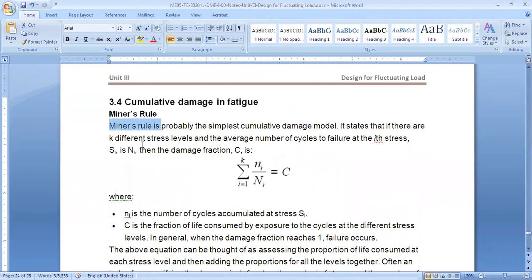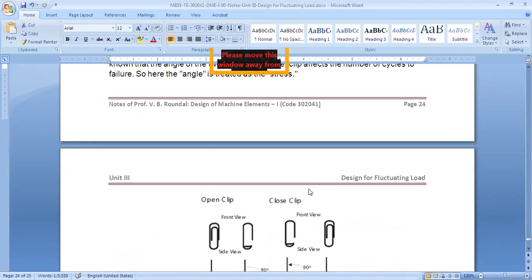It says that if there are k different stress levels, and the average number of cycles to failure at the ith stress is Ni, where i is a number from 1 to k. For a given stress Si, the corresponding number of cycles is Ni. Then the damage fraction is called C. Now, it might look difficult to understand, so I will take an example. What is this Miner's rule?